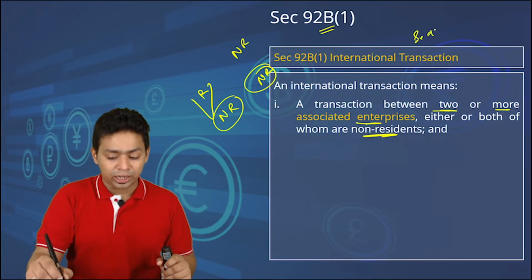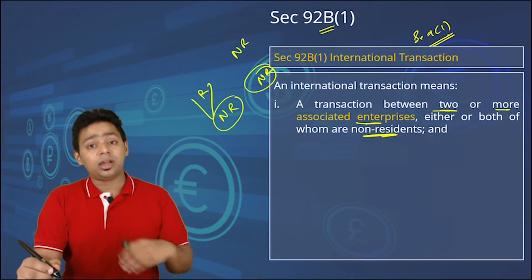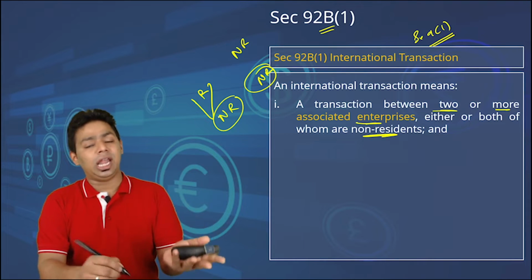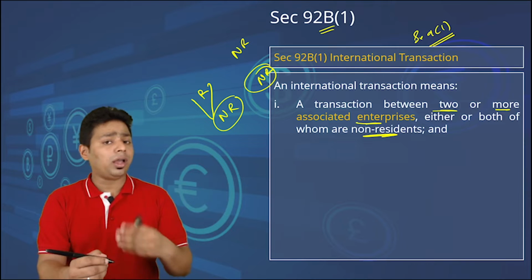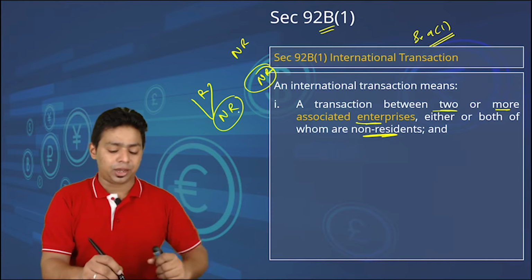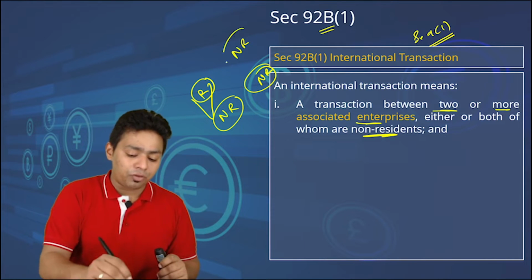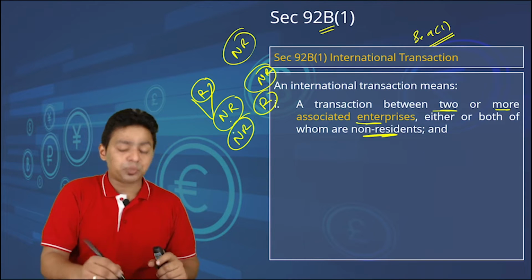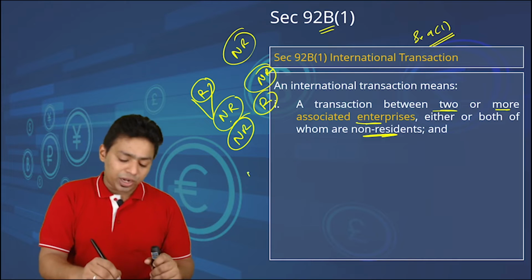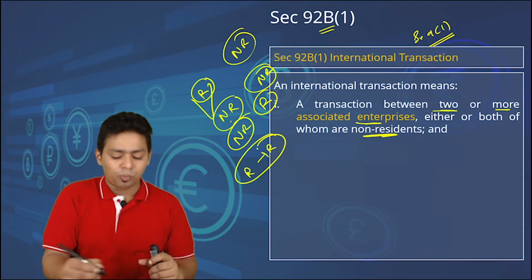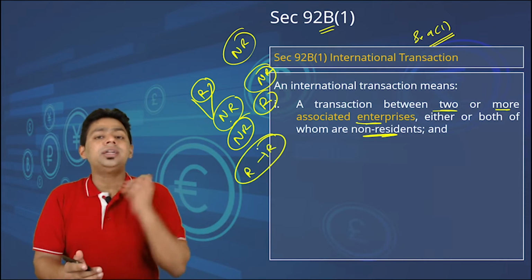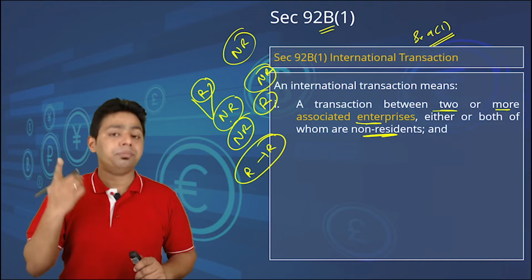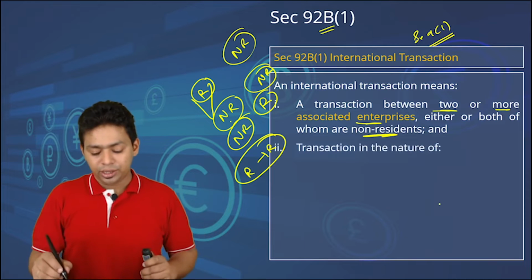You need to refer to Section 9(1), income deemed to accrue in India. If this NR has set up any project in India, then it will become an international transaction taxable in India. So the transaction can be R with NR, NR with NR, NR with R. All these possibilities are there. But if the transaction is between R and R, obviously you cannot call it an international transaction. So either one or both of them must be a non-resident entity.